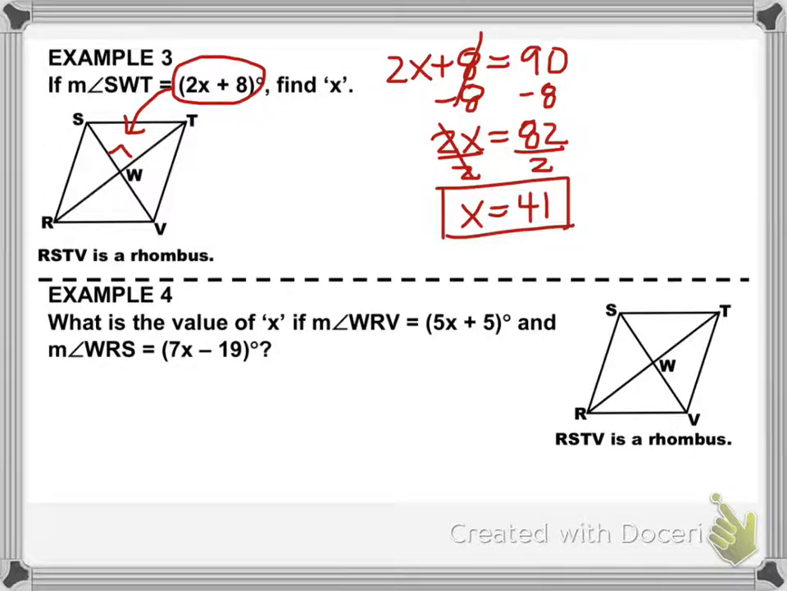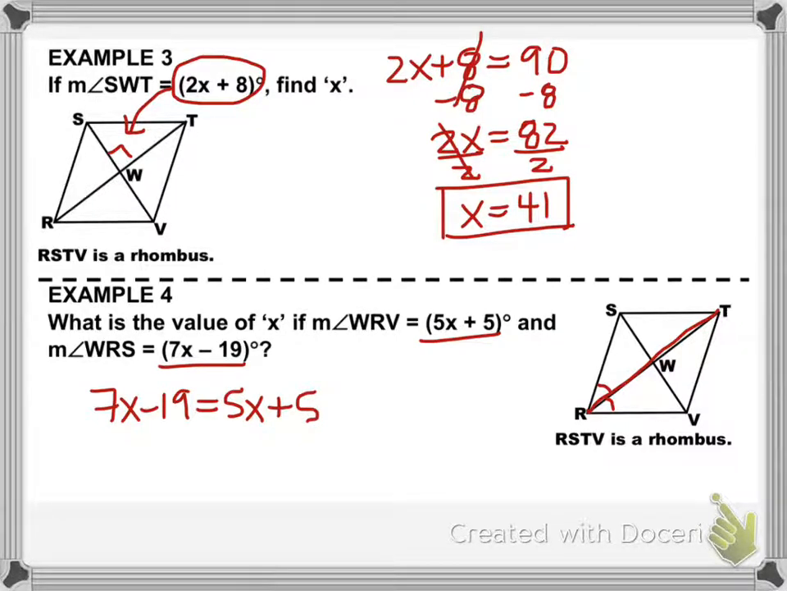There's example 3. All right, example 4. What's the value of x if the measure of angle WRV, that's this angle, is 5x plus 5, and the measure of angle WRS, that's this angle, is 7x minus 19? Well, we know those two angles are congruent because the diagonal right here bisected this larger angle. So we're going to set these equal to each other. 7x minus 19 equals 5x plus 5. And then we're going to solve.